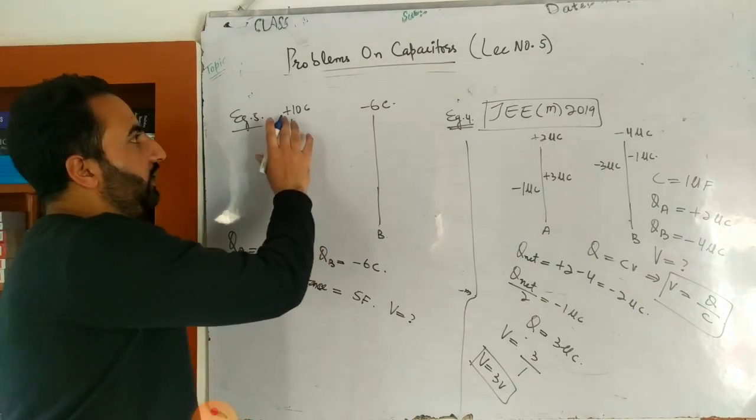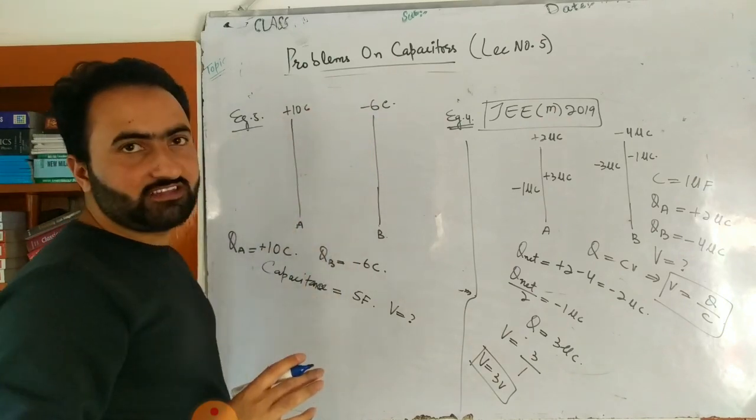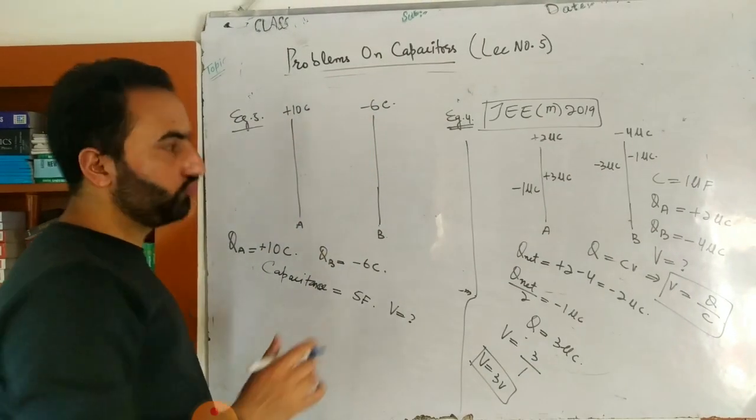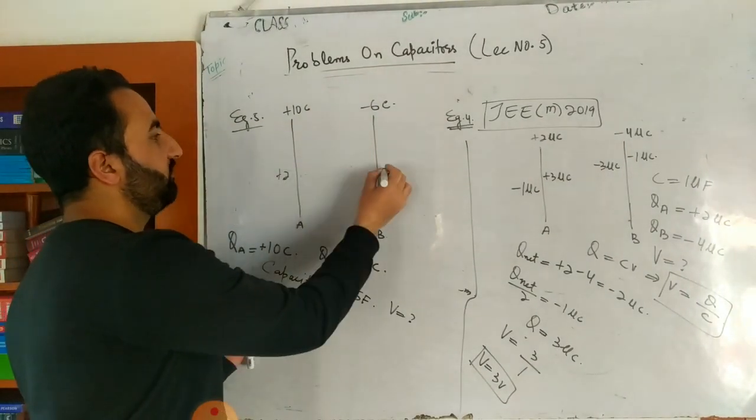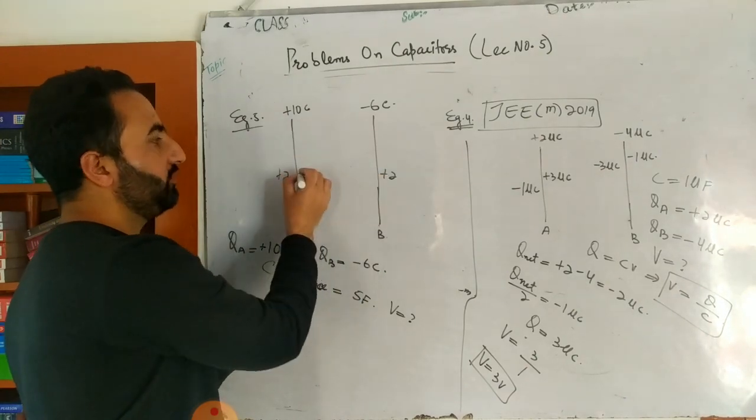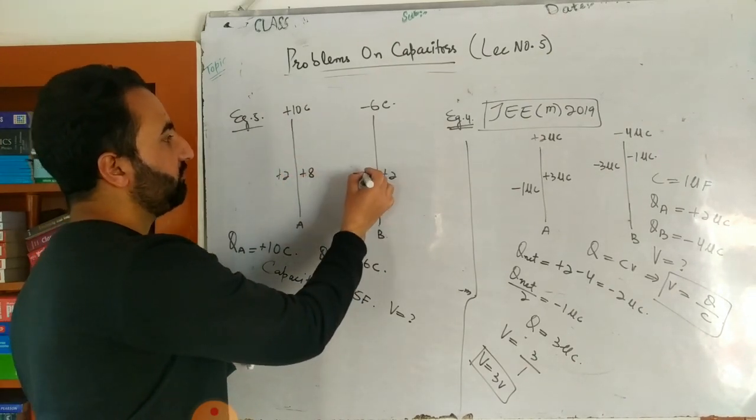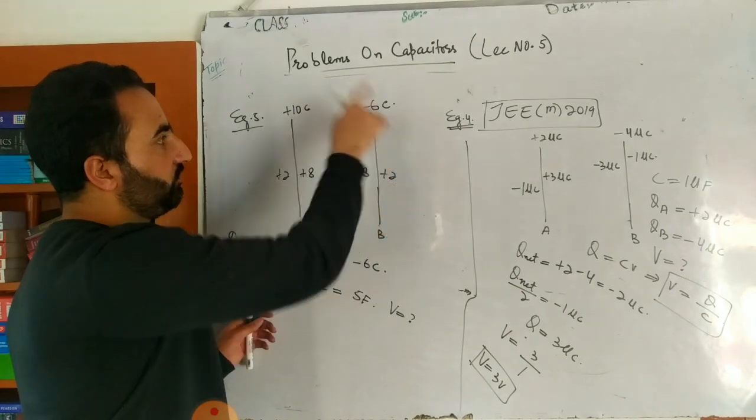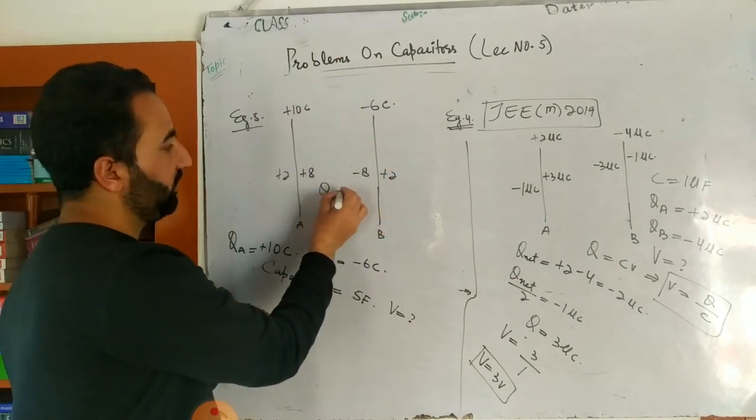So what will be the net? 10 minus 6, that's equal to 4. So 4 divided by 2 is 2. So charge on this is plus 2, and charge on this is plus 2. So charge on this must be equal to plus 8, and charge on this must be equal to minus 8. So that minus 8 plus 2 is equal to minus 6. So Q will obviously be equal to 8.